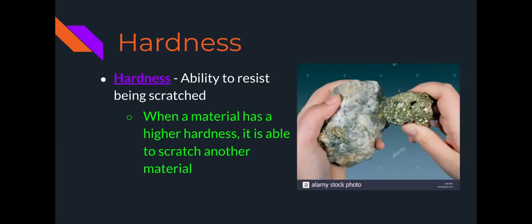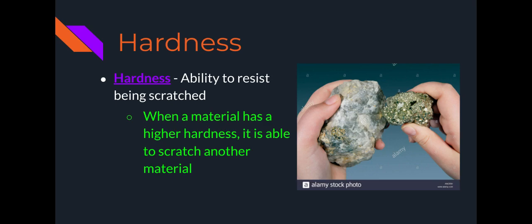Hardness is our next one. Hardness is the ability to resist being scratched. When a material has a higher hardness, it's able to scratch another material. There's actually something called the Mohs scale of hardness that has 10 different substances that we've given values of 1 through 10. Diamond is the hardest substance that has a Mohs value of 10, while talc is the lowest substance with a value of only 1.